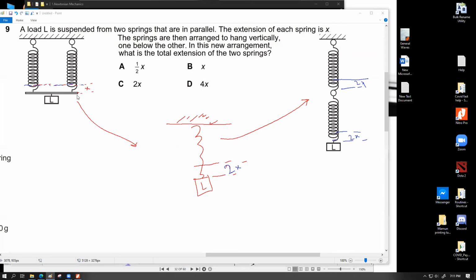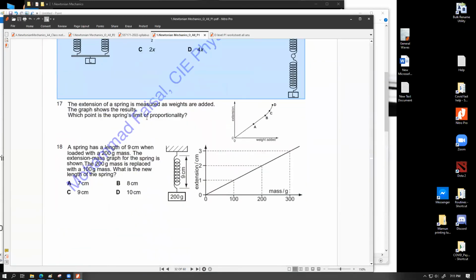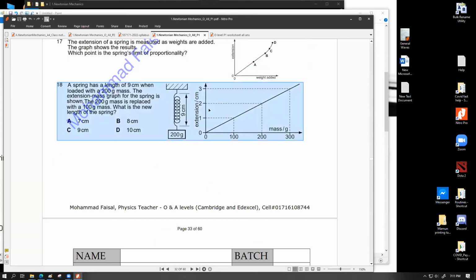I hope this is all right. So we'll move on to the next question. Here is a question, try it and see what you get. It's a pretty simple one, but still solve it. It's a B.